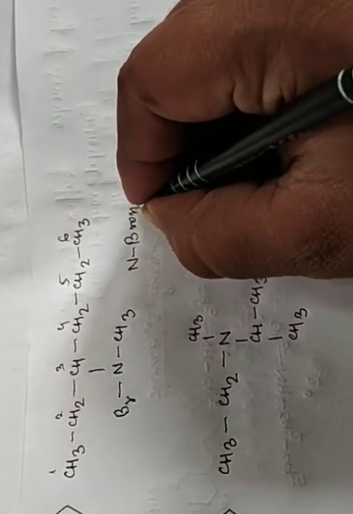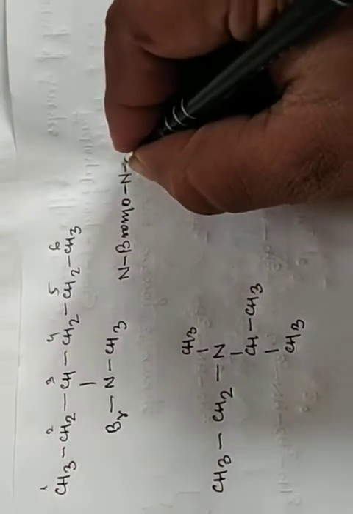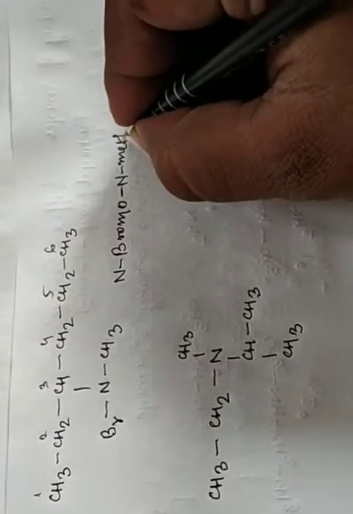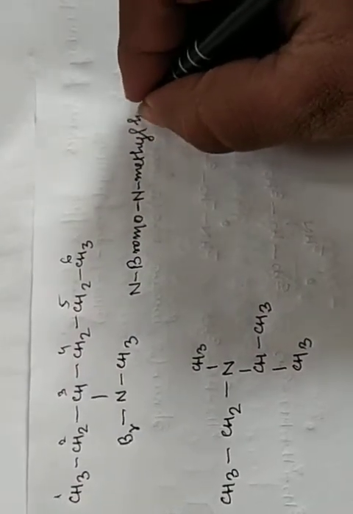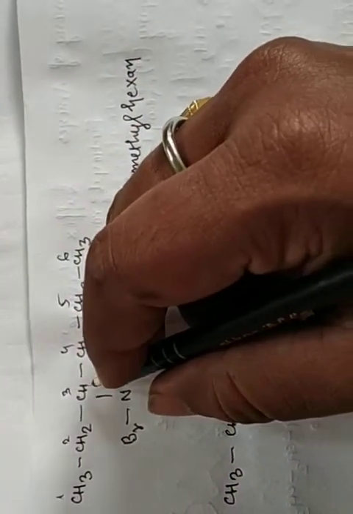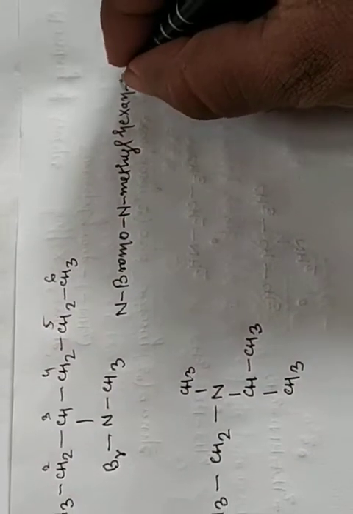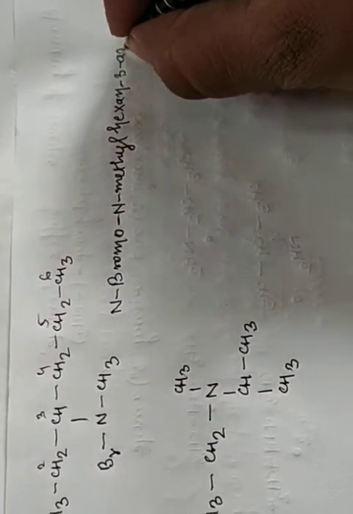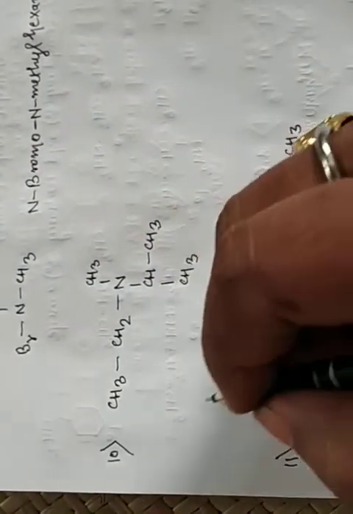Then after, N methyl. Clear? 100%? N bromo, N methyl, and the longest chain is 6 carbons. It means hexane, and E replaced by amine. Hexane and nitrogen attached with the 3rd carbon, 3 amine. Clear? 100%? Okay. Now in this case again the longest chain is what?